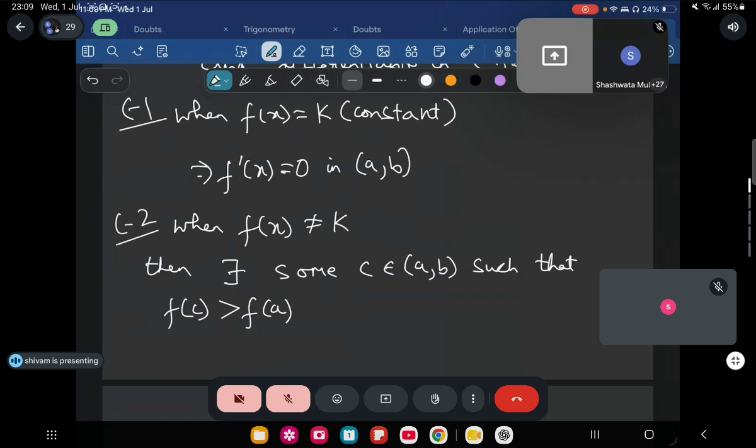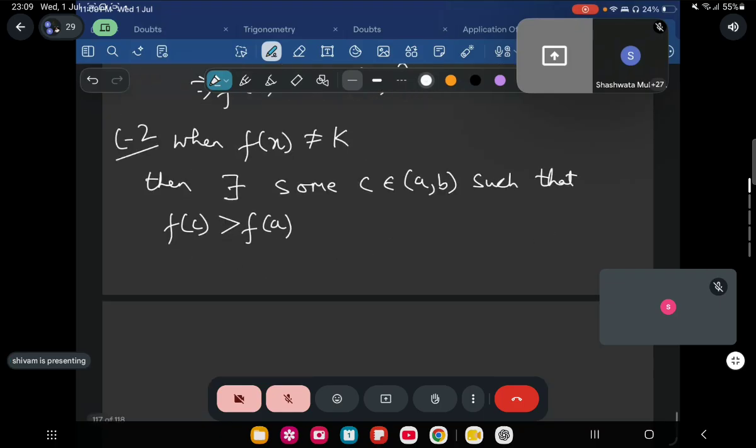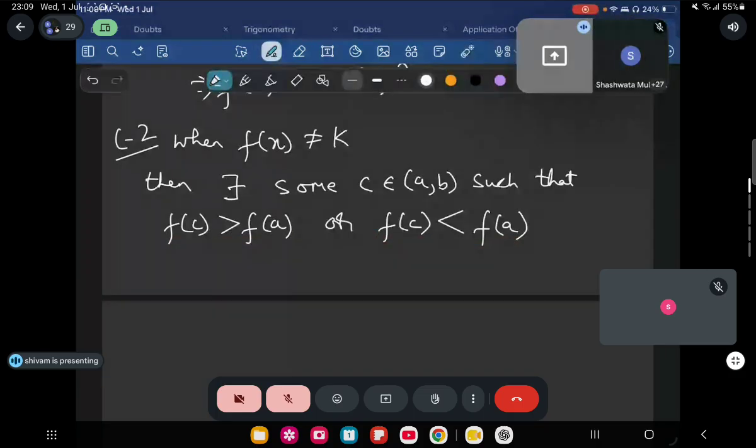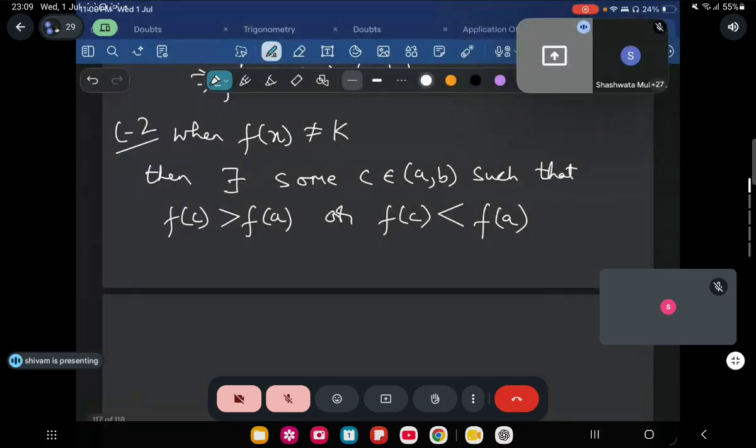Tell me everyone, are you people getting? Yes or no? But the opposite thing can also happen. f of c is less than f of a. Both the things can happen. So if I prove for one, the other one automatically follows. I just have to prove for one point. Next, the function is differentiable at every point in (a, b).